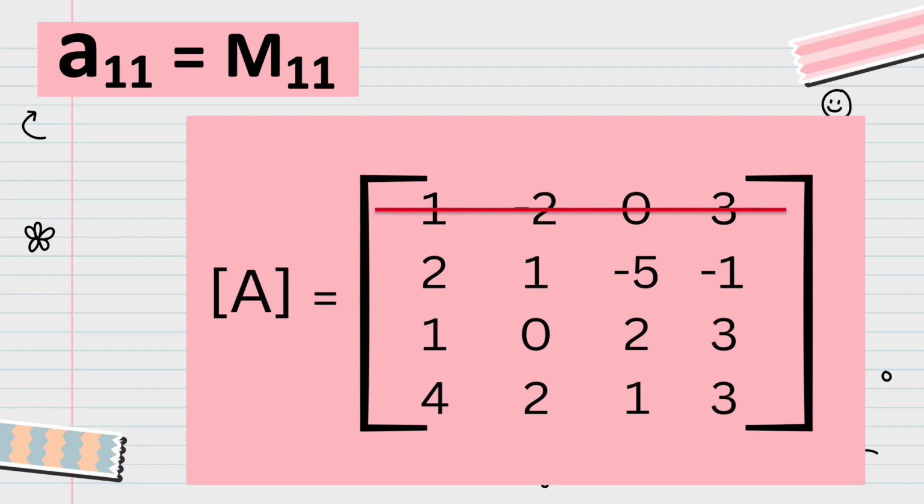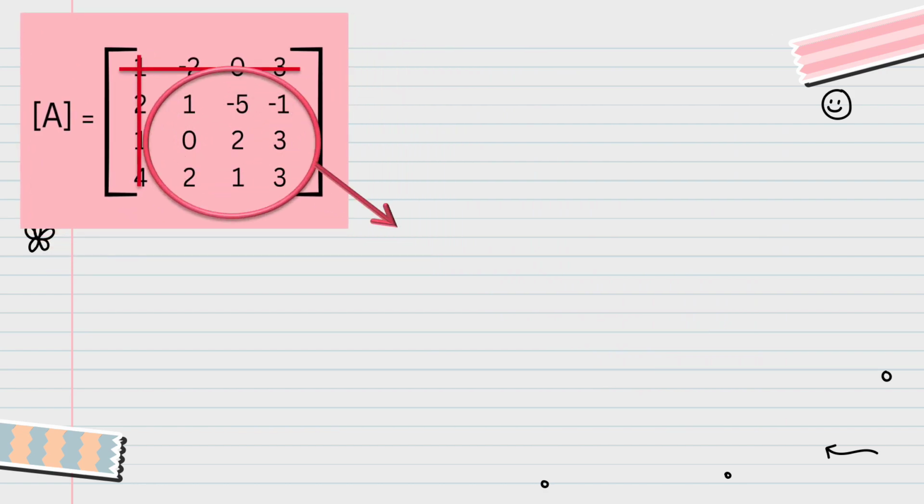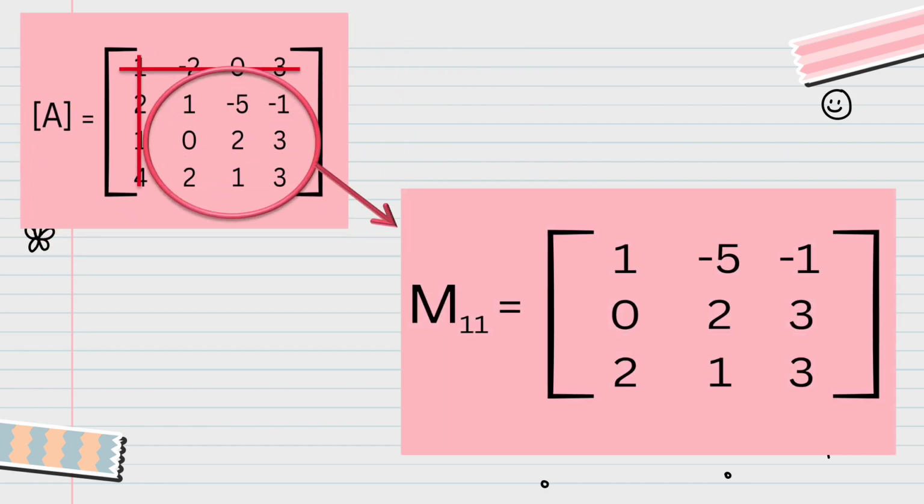Since we have already deleted the row 1 earlier, let us now delete the column 1. So after crossing out the row 1 and the column 1, all we have left is what we call the minor of an element, which is M11 is equal to 1, -5, -1, 0, 2, 3, 2, 1, and 3.